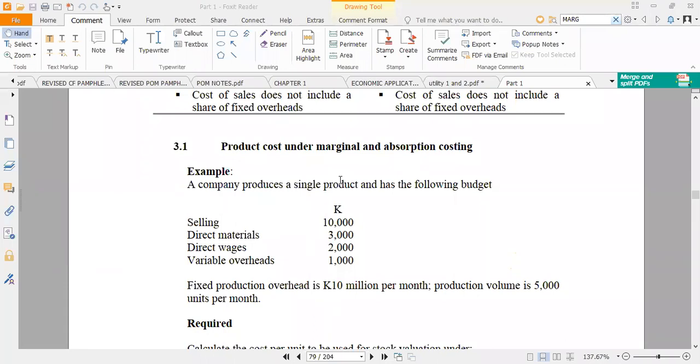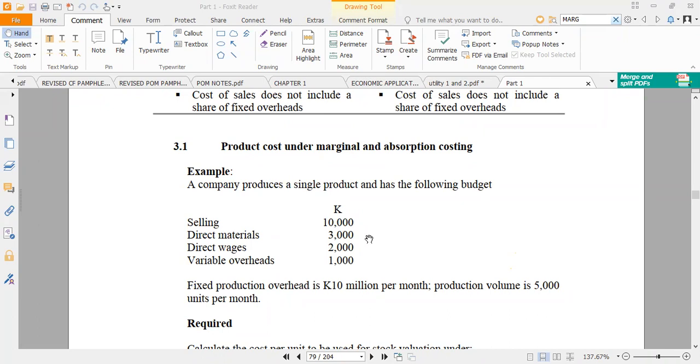Direct materials is 3,000. Direct wages is 2,000. Variable overheads is 1,000. So meaning for the total variable cost for these units, you only add the direct materials, the direct wages, and then the variable overheads. So we are getting 3,000, 2,000, and 1,000. These are the variable overheads. And we are getting the variable cost per unit for this kind of company.